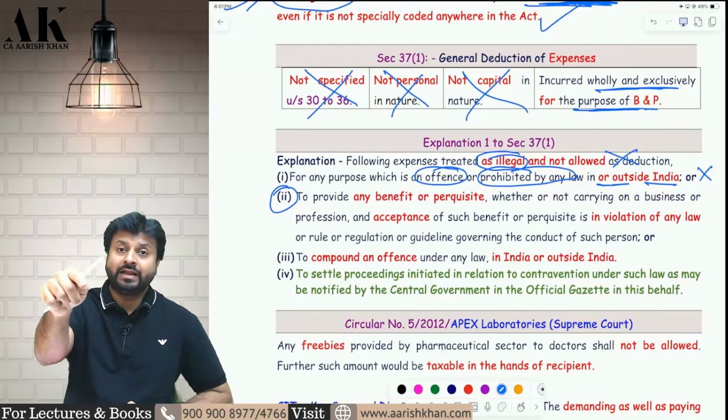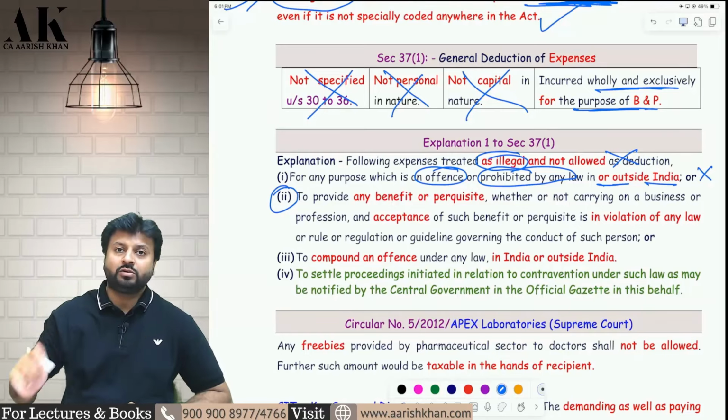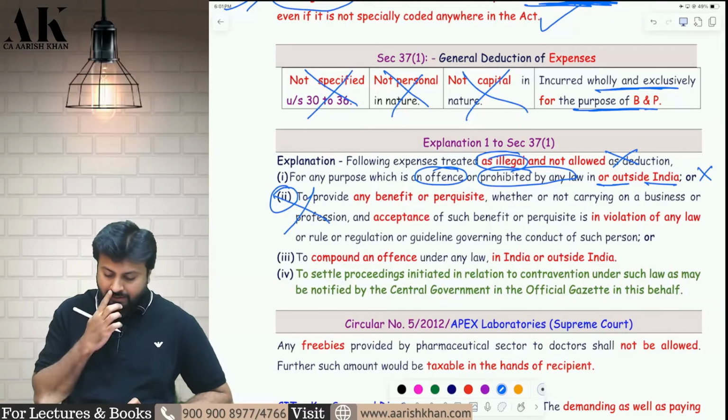You're not allowed to accept that. And if you still accept that, and if I give you that particular benefit, then that benefit is not considered to be an allowable expenditure in my hand. It will be disallowed under the income tax law.